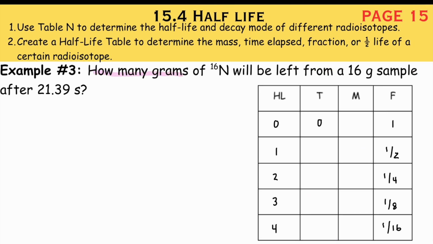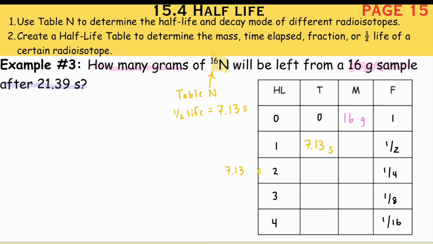How many grams of nitrogen-16 will be left from a 16-gram sample after 21.39 seconds? Our original sample is 16 grams, and we want to figure out how much is left after 21.39 seconds has passed. We're going to look at table N, and it is 7.13 seconds. So we'll put that half-life for nitrogen-16 in our table under one half-life. We multiply one half-life by the number of half-lives. 7.13 times 2 is 14.26. 7.13 times 3 is 21.39.